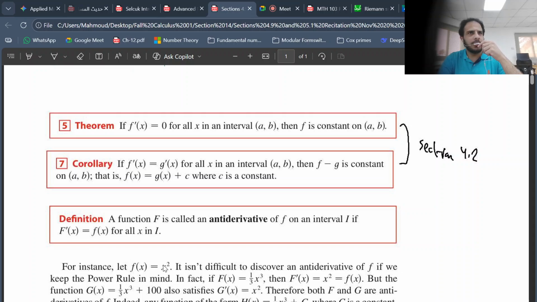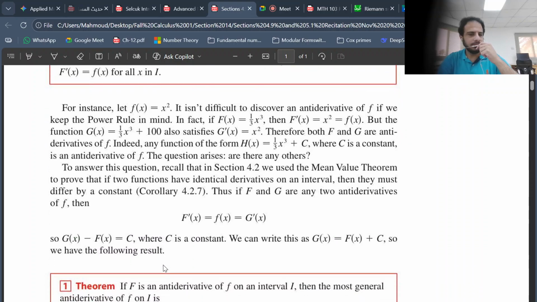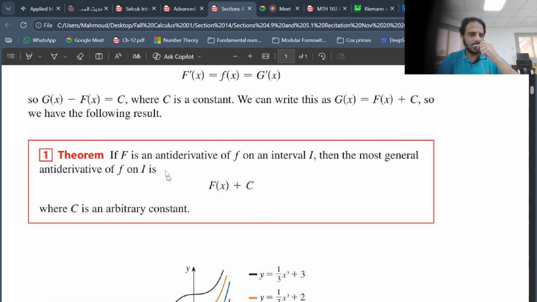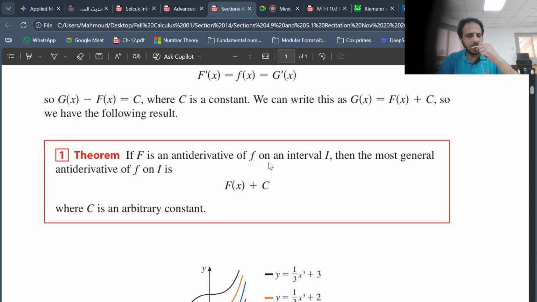what is the function that when you differentiate you get x squared? X cubed over 3, right? Or x cubed over 3 plus 5, for example, because you know the derivative of a constant is 0. Are you good with this? So in general, if F is an antiderivative of small f on an interval I, then the most general antiderivative of f on I is F of x plus c, where c is an arbitrary constant. Good?